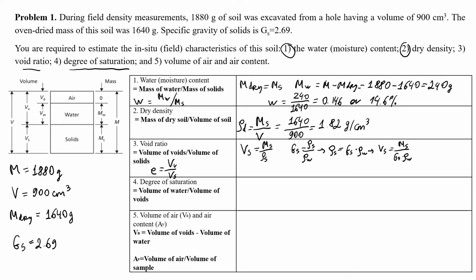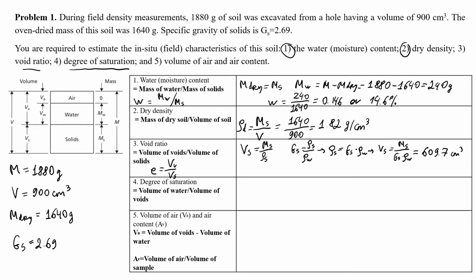So we know the density of water is equal to 1. We know that mass of solids is equal to 1640 and the specific gravity is 2.69. If we put all the numbers in the formula, we're going to get that the volume of solids is approximately 609.7 cubic centimeters.